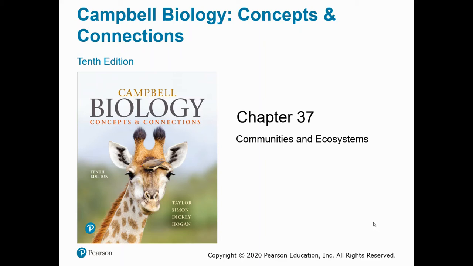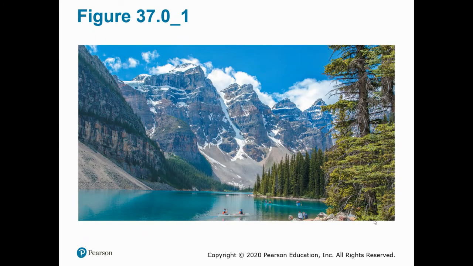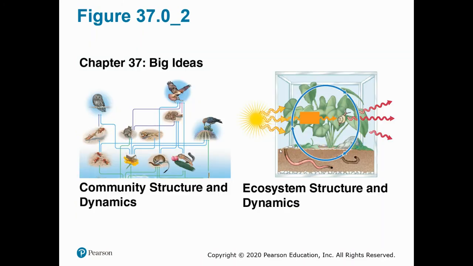I also wanted to touch on part of chapter 37, because we do rely on our ecosystem for some of these nutrients that we need. They don't just come from biotic, but also from abiotic reservoirs. So we're not going to talk about the community structure and dynamics so much. We're going to talk about ecosystem structure and dynamics.